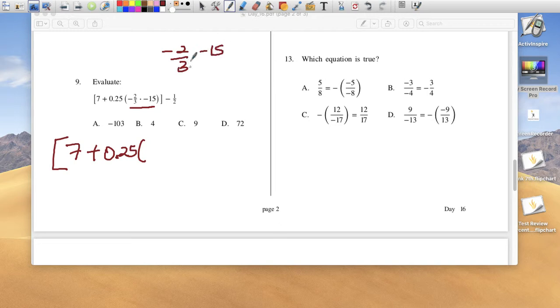Times negative 15. So negative times a negative is going to be a positive. So that's a good thing, right? Minus a half. And then let's simplify. 15 and 3 becomes 5, and 2 times 5 becomes 10. So that whole thing becomes 10.